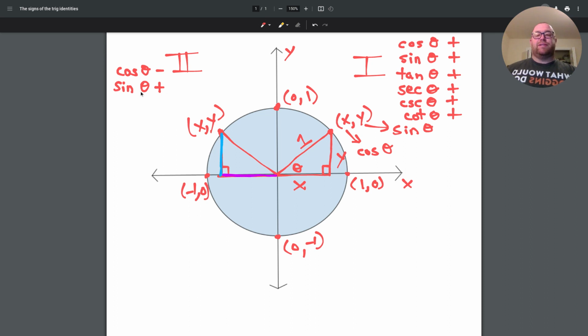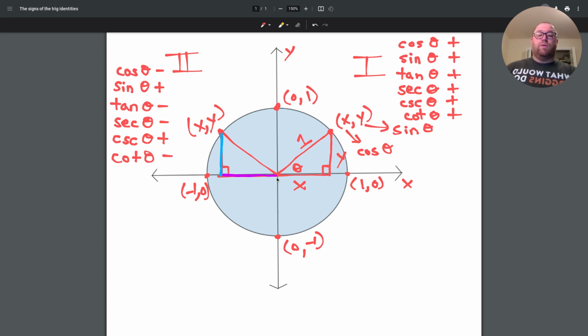Now the tangent is the sine divided by the cosine, so a positive divided by a negative. So the tangent of theta is going to be negative. The secant of theta, 1 over the cosine, is 1 over a negative number, so that's negative. The cosecant, 1 over the sine, is still positive. And the cotangent, 1 over the tangent, is 1 over a negative, so that's negative.